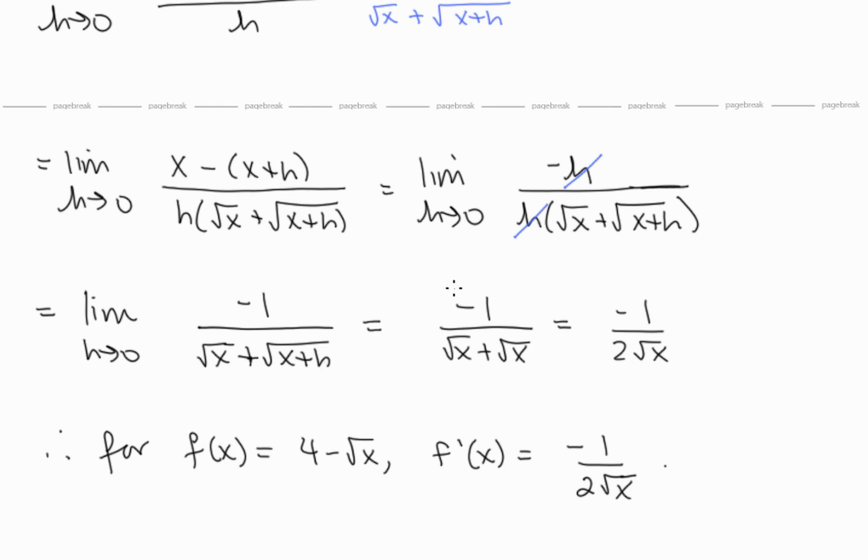After we cancel the h, we know that we can plug in h equals 0 to take the limit. And so this is negative 1 over radical x plus radical x, or negative 1 over 2 radical x. So for f of x equals 4 minus radical x, this is our original function, we now know the derivative function f prime of x is equal to negative 1 over 2 radical x.